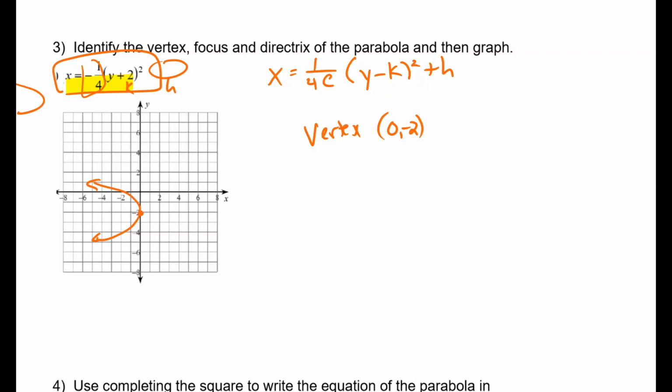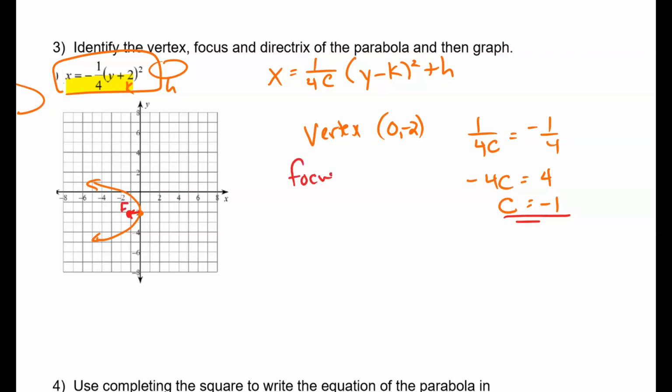To do that, you must know C. So what do we have here? Well, we know 1 over 4C is equal to a negative 1/4. So if I cross multiply, C is going to equal a negative 1, okay? Which means I'm going to the left of my vertex. So let's use red here, which means I'm going 1 to the left, and this would be my new focus.